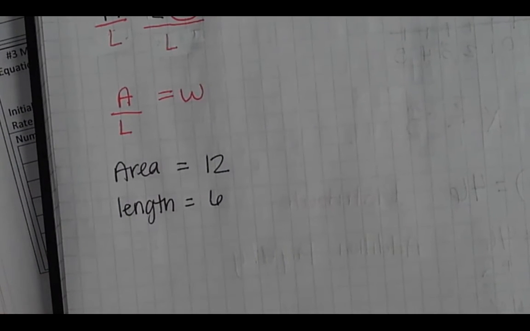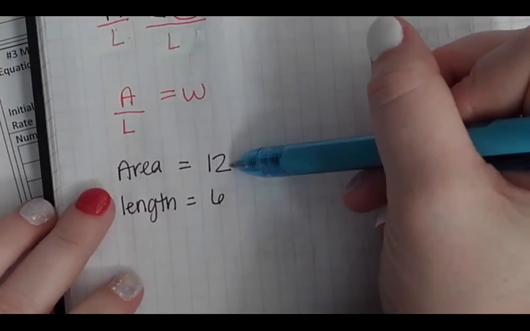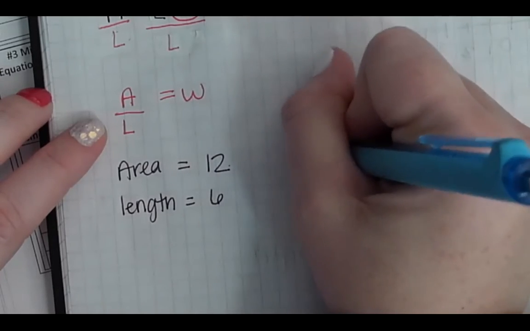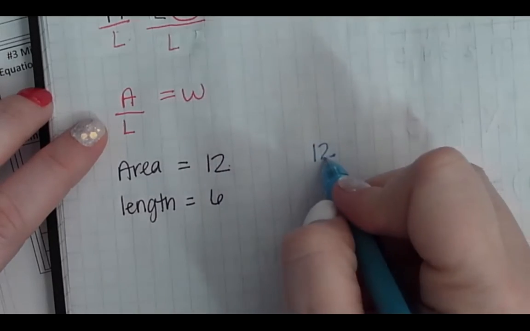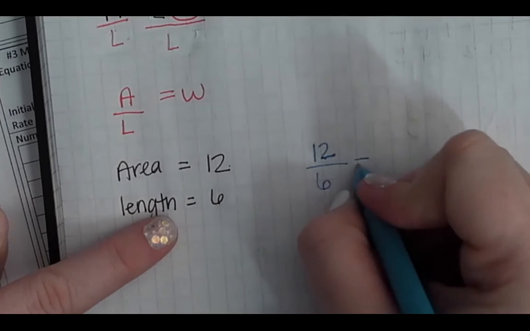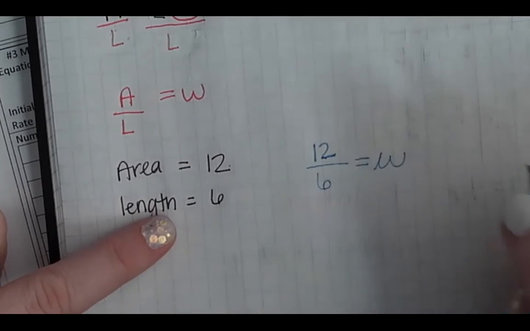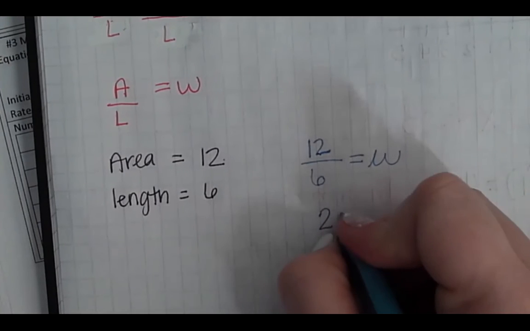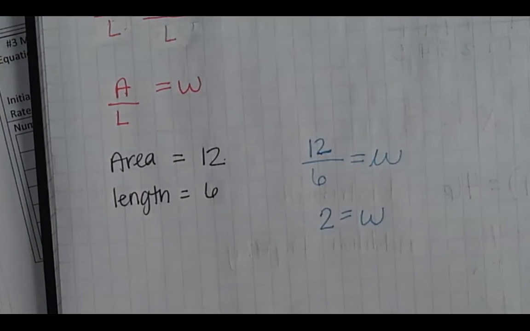Okay, so now let's plug that into the equation we just created. Where does the area go? On the top. So I would do 12 divided by 6 is going to give us our width, which is 12 divided by 6 is 2. So 2 would equal our width. W equals 2.